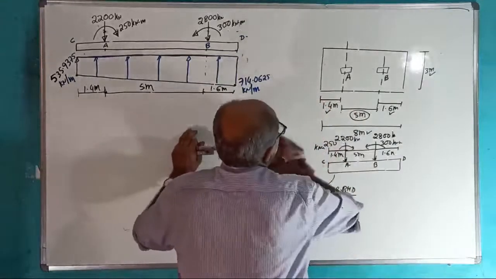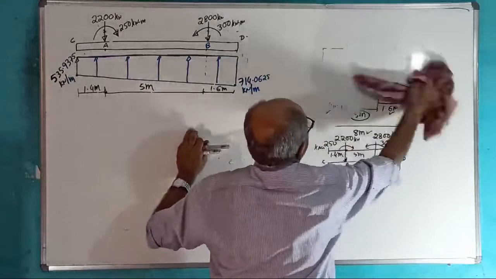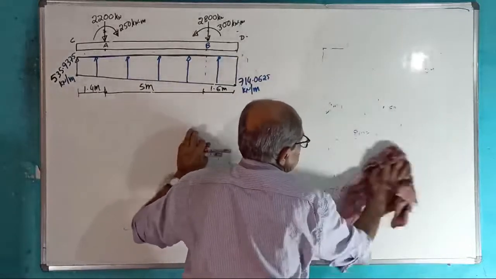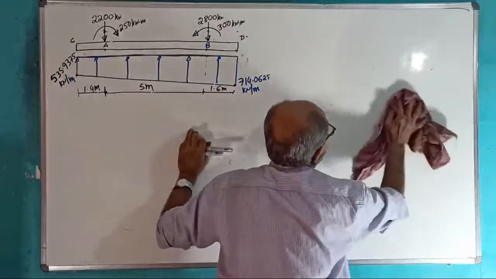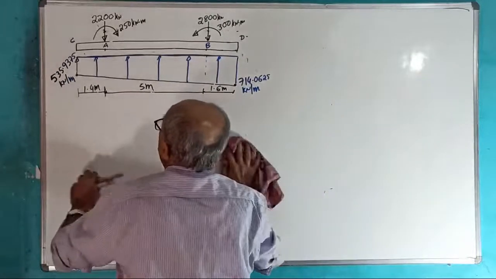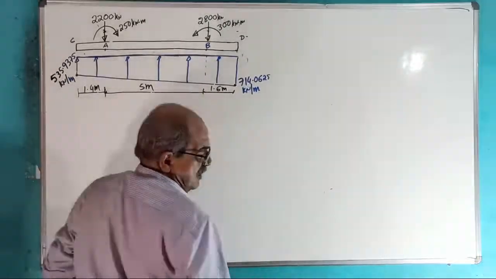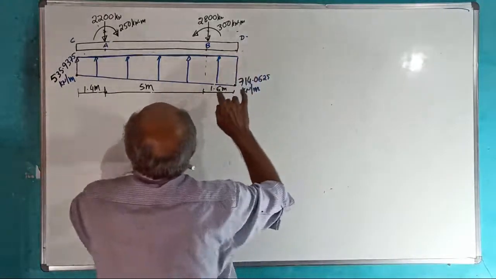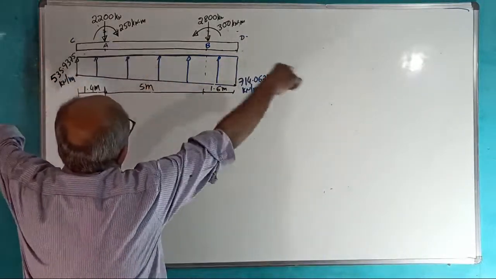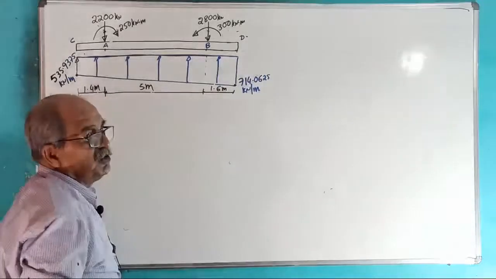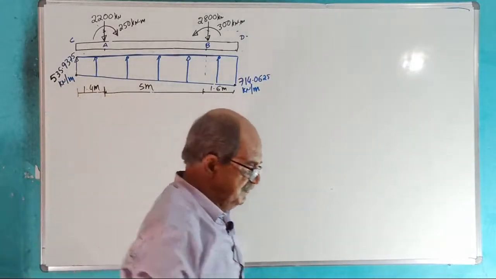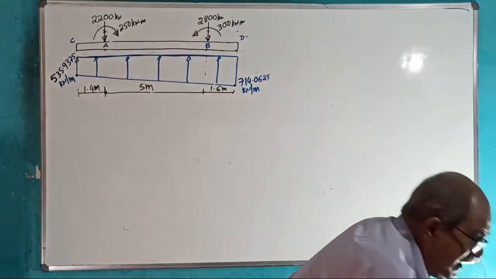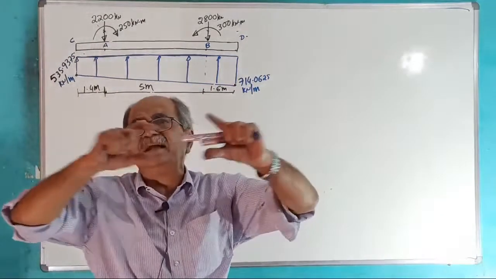See, now I will remove everything. I will tell you what is the question for today for the general public. General public means you need not bother what is going on. See, there is a beam of total length 8 meter. Those who are serious, write the question.